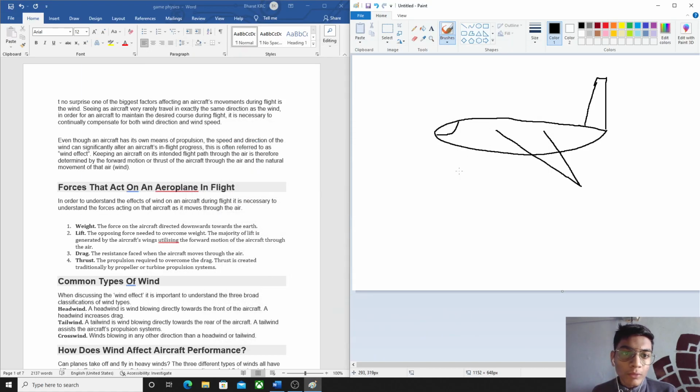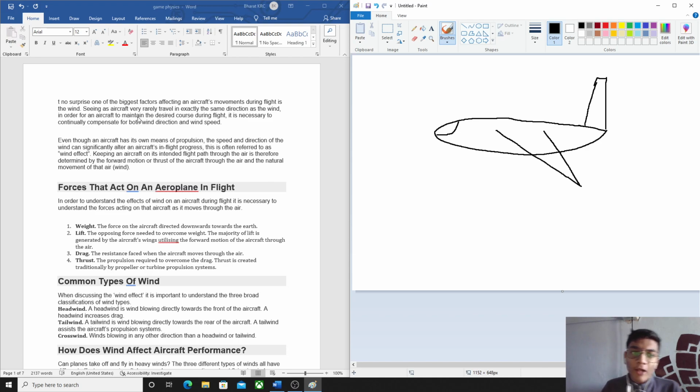Good morning, everyone. Today, I will be explaining the topic of winds and its effect on the flight path of the aeroplane. It is no surprise that the biggest factor in the aircraft's movement during flight is obviously the wind. Seeing as aircraft very rarely travel in the exact same direction as the wind, in order to maintain the desired course during flight, it is necessary to continuously compensate for both wind direction and wind speed.